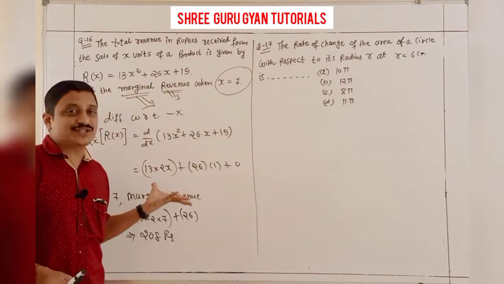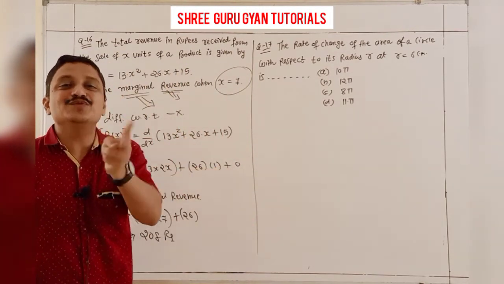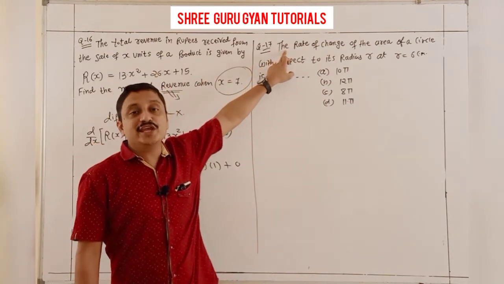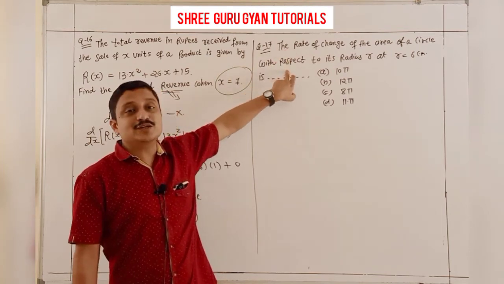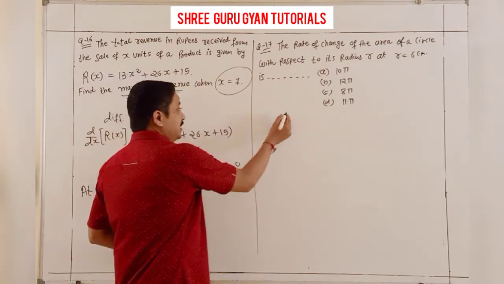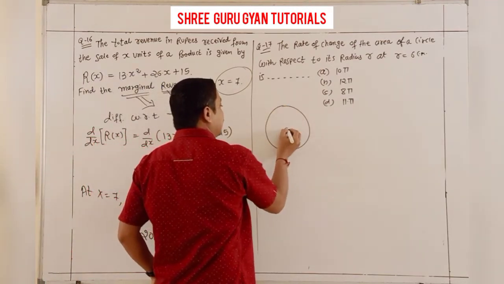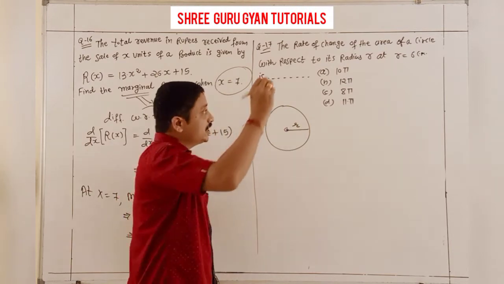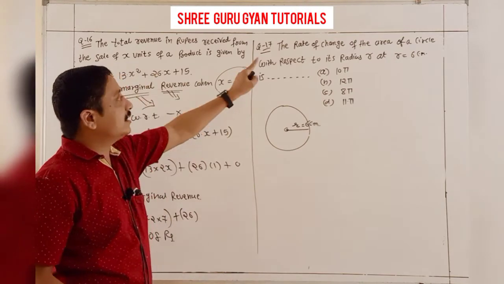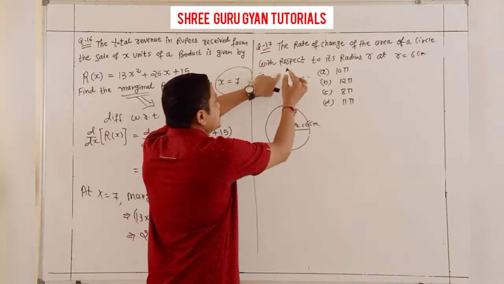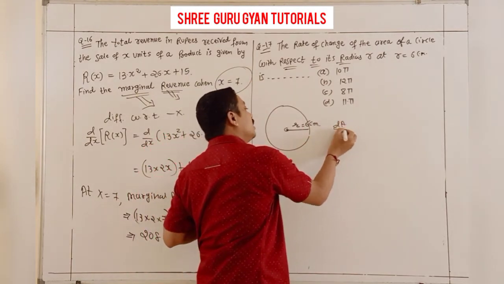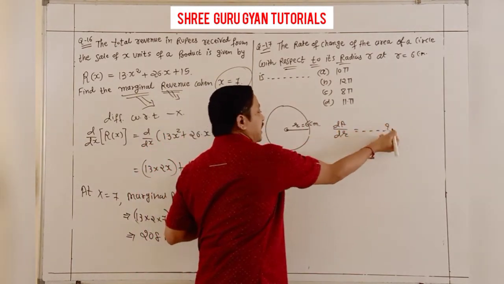After ending our 16th question, there are two little MCQs coming, 17 and 18. The question is: the rate of change of the area of a circle with respect to its radius at r equal to 6. It's very easy. This is your circle and here your radius. The initial radius is given as 6 centimeter, and it is given with respect to its radius. It means the area of the circle with respect to radius is my target.